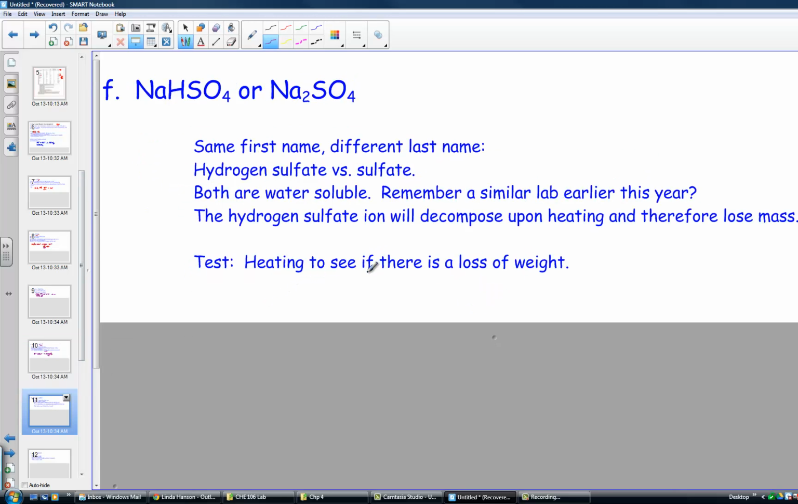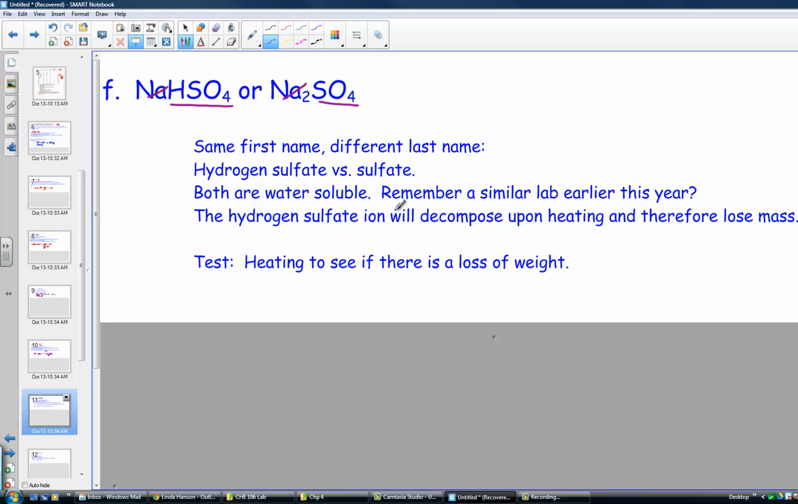Station F, sodium hydrogen sulfate, or just plain old sodium sulfate. Same first name, so the sodiums are not unique. Take them off the table as a way to identify them. But here we have a bisulfate, or sometimes just referred to as hydrogen sulfate, versus sulfate. So we have HSO4 versus just plain old SO4.